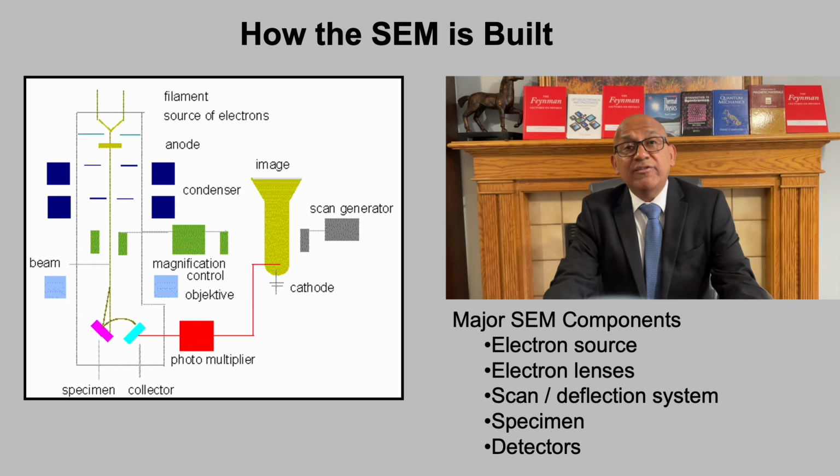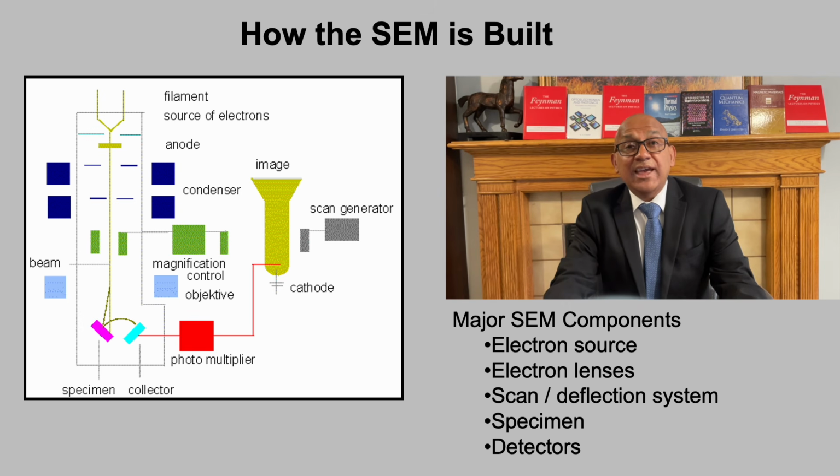At the system level, a scanning electron microscope is built from a sequence of components that work together to form and control the electron beam and produce an image. At the top of the column is the electron source, which generates the primary beam. Its properties such as brightness, stability, and energy spread set fundamental limits on resolution and signal quality.